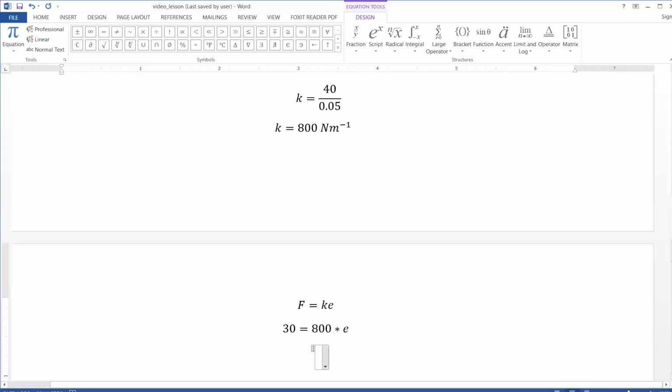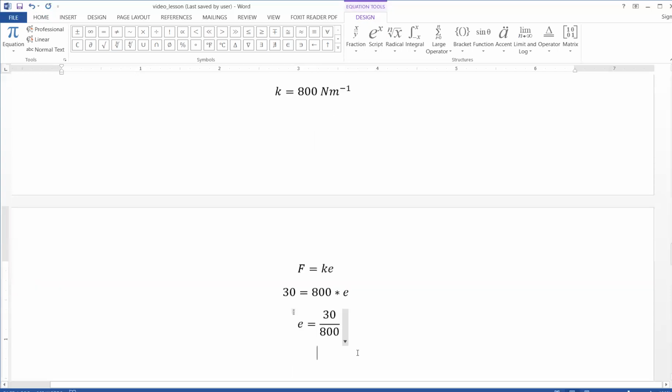So from here, E equals 30 divided by 800. This should give us E as 0.0375. So this is the extension that is obtained when the force of 30 Newton is used.